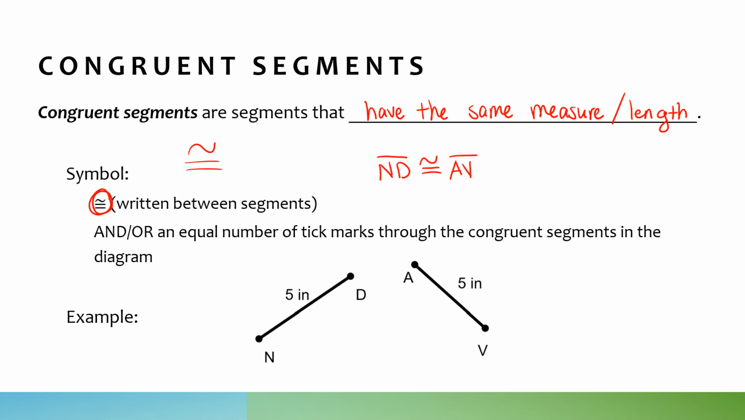Another way that we'll see that two segments are congruent is if we have an equal number of tick marks through the segments in the diagram. So our segments are already marked as both being 5 inches, but we might also add like 1 tick mark, for example, between both segments. Or we could say we've got these other segments. I don't even know how long they necessarily are, but I know that they're congruent. So I could say that by marking them with perhaps 2 tick marks through both of them. As long as it's a matching number, you know that those segments are congruent. Okay.